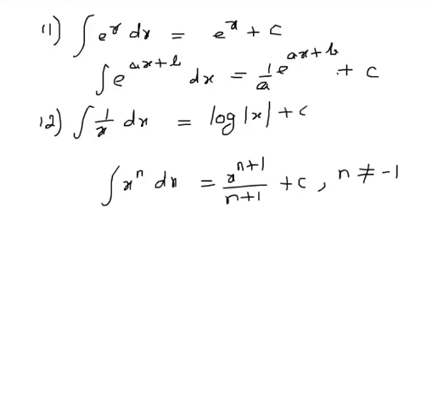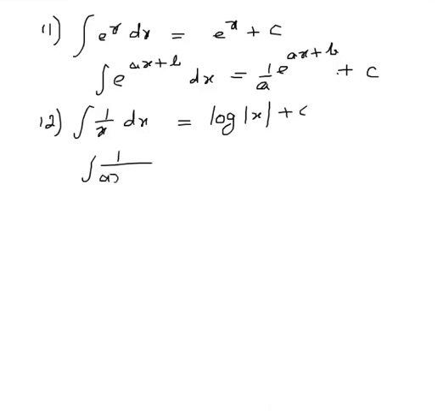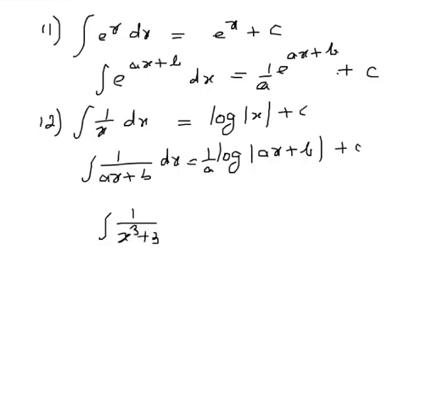We write log of absolute value of x, because log function is defined only for positive real values. Log 0 is also not defined. X should be greater than 0. That's why we write the absolute value sign in the answer. And this formula is applicable for a linear function of x. For example, if I have x cubed plus 3, I cannot write it as log of absolute value of x cubed plus 3, because this is a cubic expression, not a linear function.